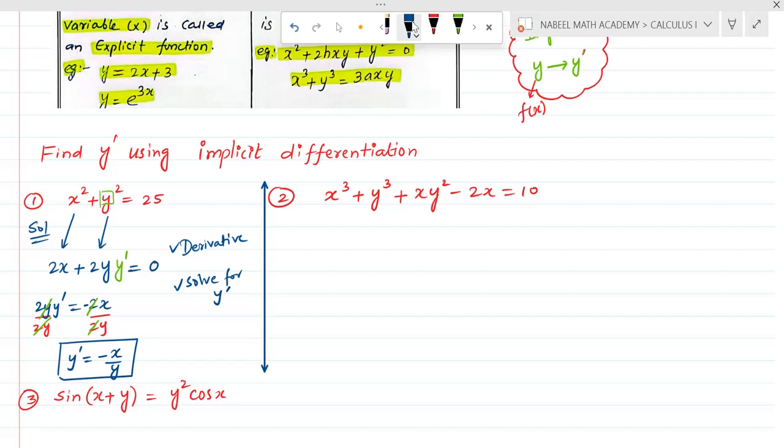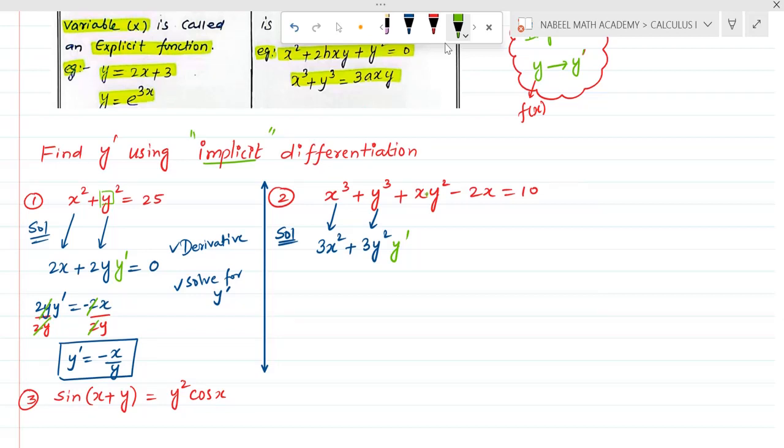Similarly, we will do the next one. Here we apply the derivative. This is 3x squared, no problem. Then here we will have 3y squared, after that y prime. This is the only difference in the implicit: when you differentiate y, it becomes y prime.